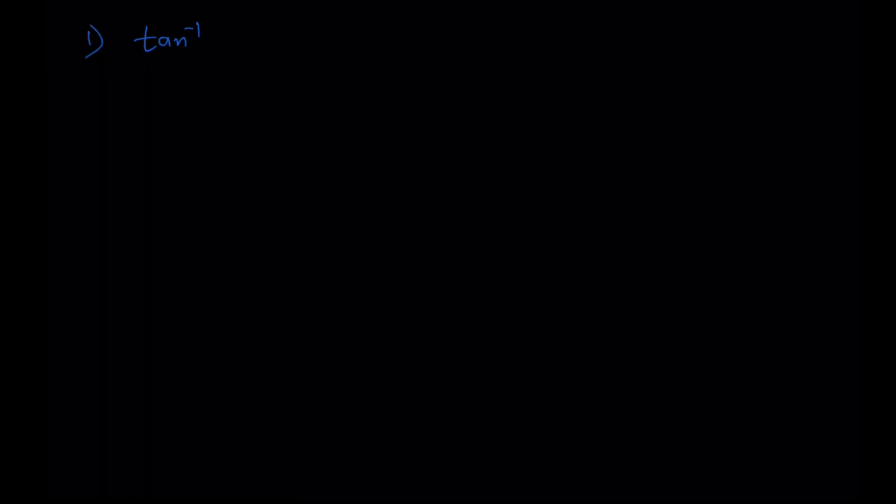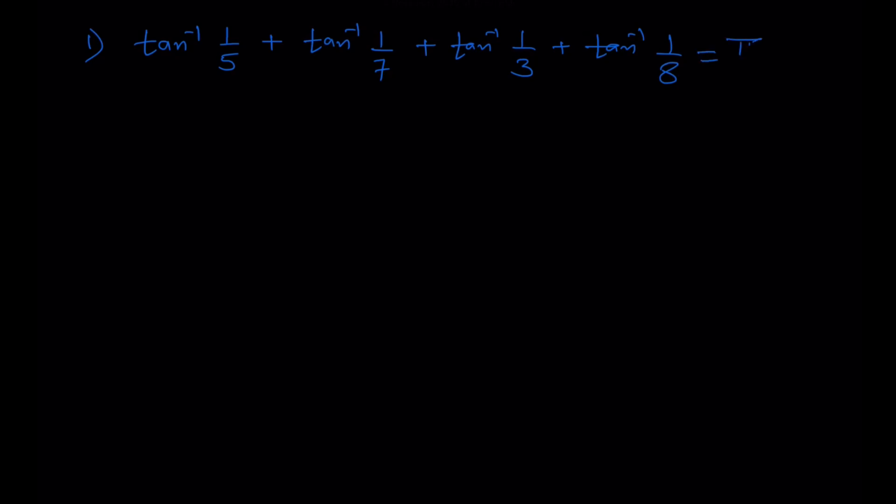Here we want to prove that tan inverse of 1 by 5 plus tan inverse of 1 by 7 plus tan inverse of 1 by 3 plus tan inverse of 1 by 8 is equal to pi upon 4. So we want to prove this. So now what type is this? The third type, prove that.